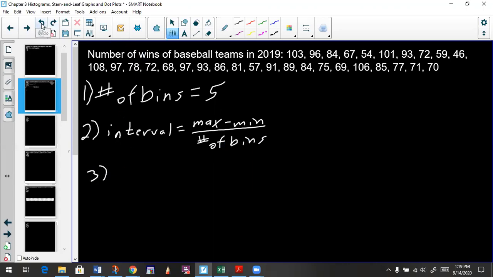So maximum value in this case is 108. Smallest value, I believe, was the 46. Number of bins, we decided on 5. So that's going to be 62 divided by 5, which is 12.4.